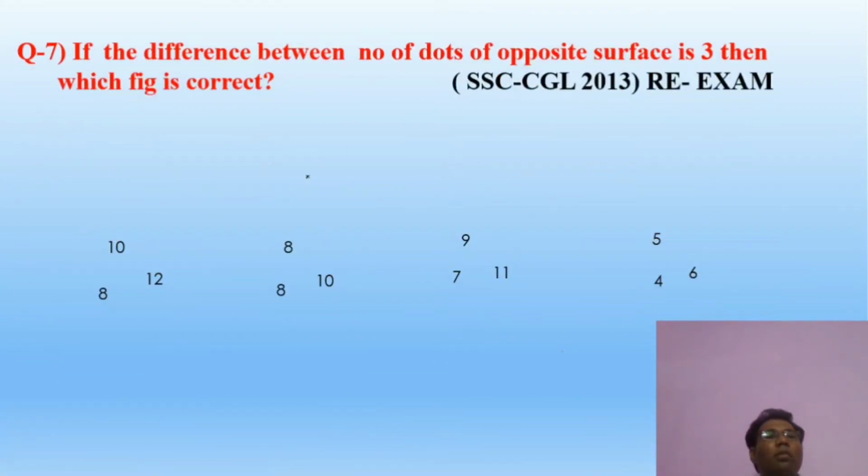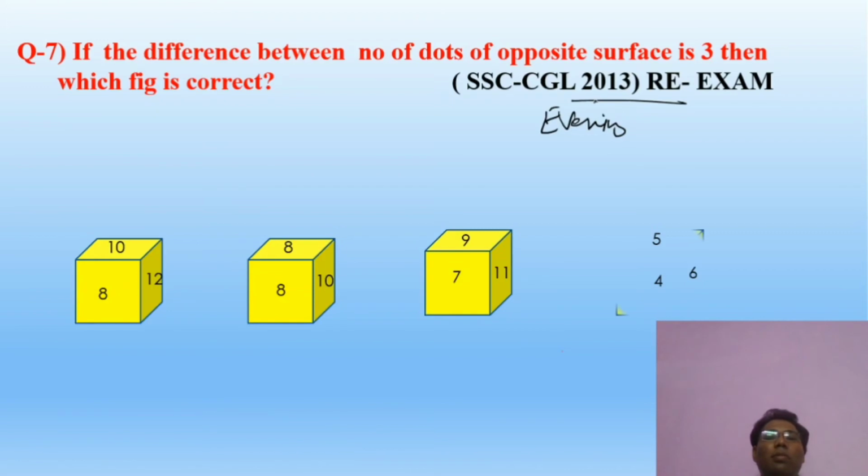Let's move to the next question. Question number 7. This was also asked in the 2013 re-examination, but in the evening shift. Your options are similar to the previous one. If the difference between the number of dots on opposite surfaces is 3, then which figure is correct? Which is the correct option?